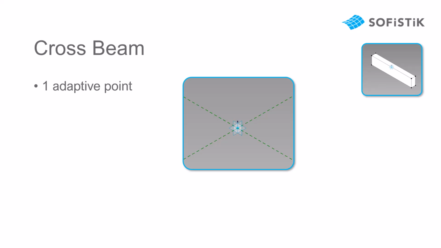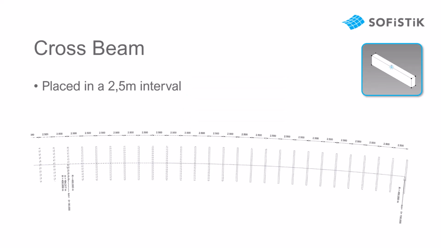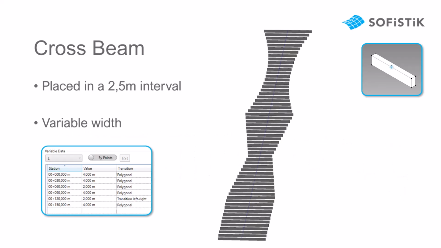In this case, this cross-beam will consider one adaptive point. This family will then be placed in between certain placements along our axis or certain stationings within an interval of 2.5 meters. And additionally, I want to modify and control the width via a station-based variable of our axis.